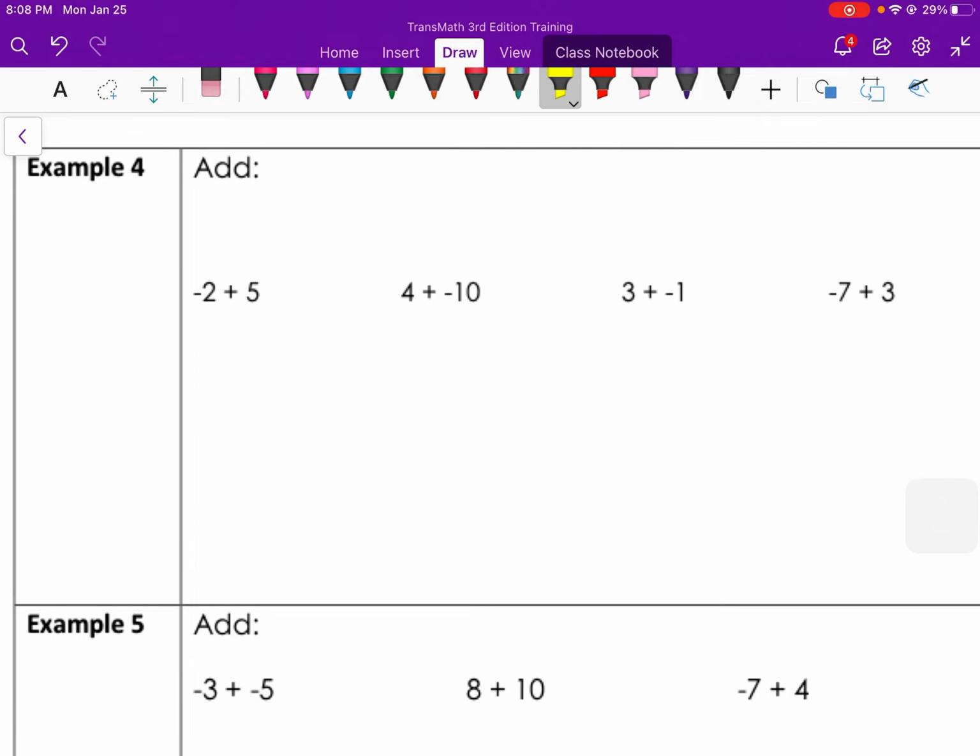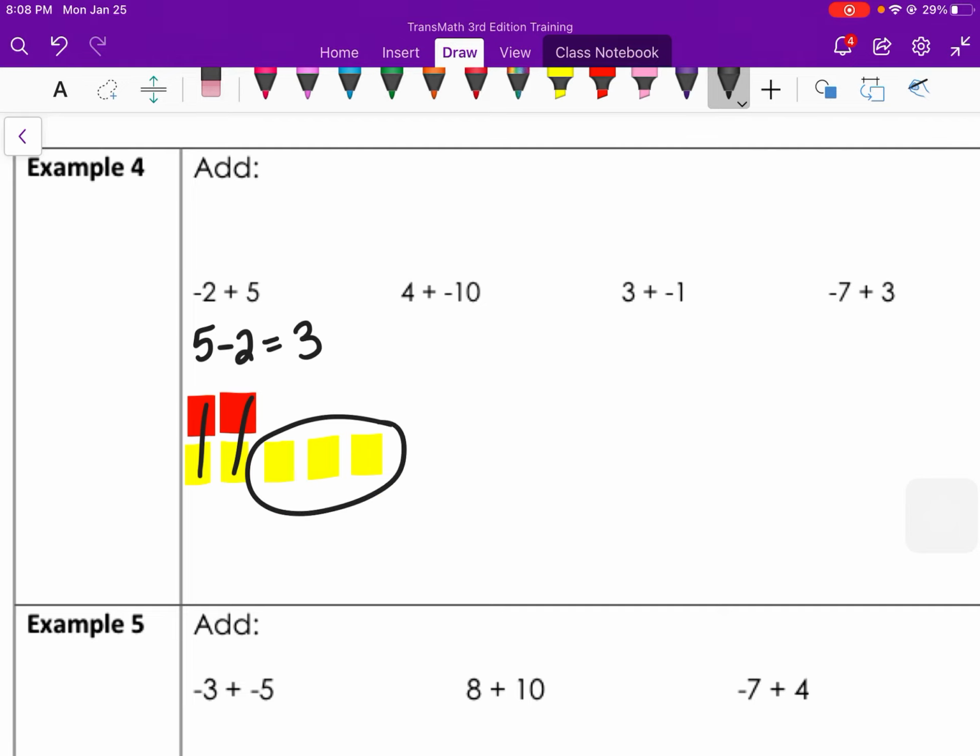So negative 2 and 5, that would be like 5 minus 2 is 3. It's positive 3 because you have more positives. You can look at it in a visual way. You have 2 negatives and you have 5 positives. So you take 5, take away 2, and you have 3 positives left.